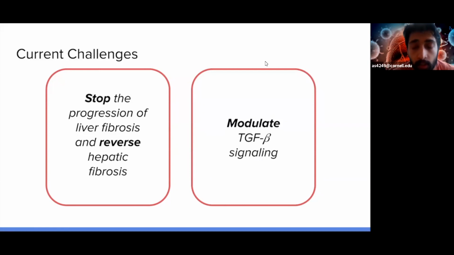With a better understanding of liver morphogenesis and fibrosis pathology, now we're going to address some of the challenges when it comes to developing a therapeutic strategy. So first, we need to stop the progression of liver fibrosis and reverse hepatic fibrosis, and also find a way to modulate the primary factor of activating hepatic stellate cells, TGF-beta signaling, in order to reduce the amount of fibroblasts and ECM deposited in liver fibrosis.